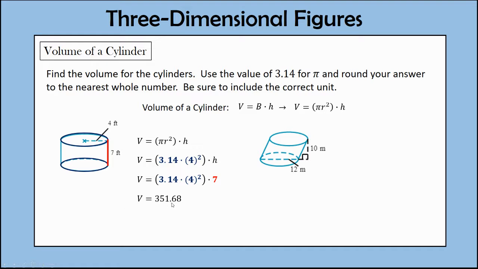So this is what I would get if I multiplied all of it together. Nearest whole number means to the ones position. So that 6 is telling me to round this up to 352 feet cubed. And I put approximate here because it's a rounded answer.